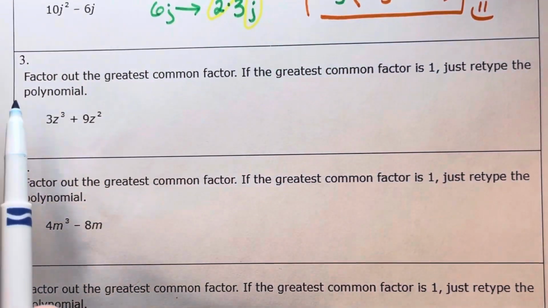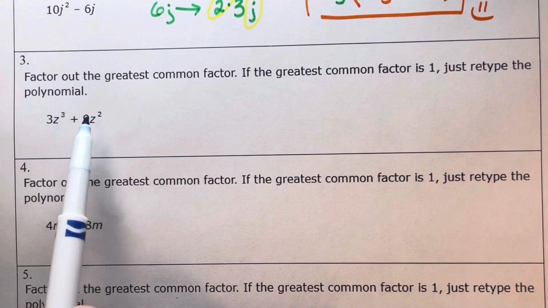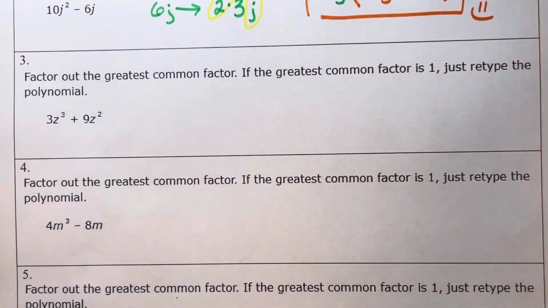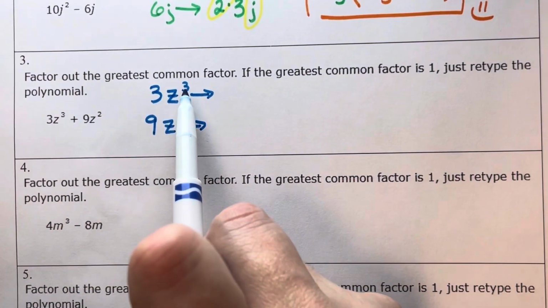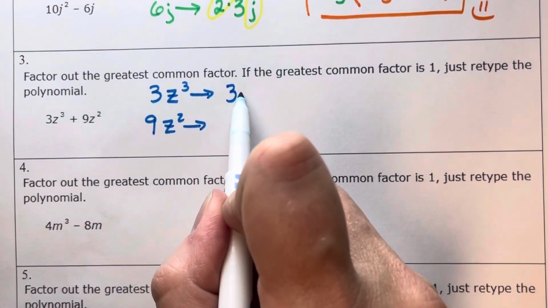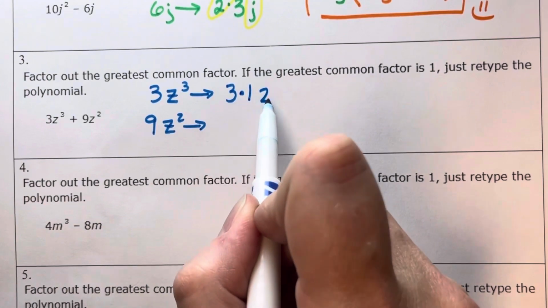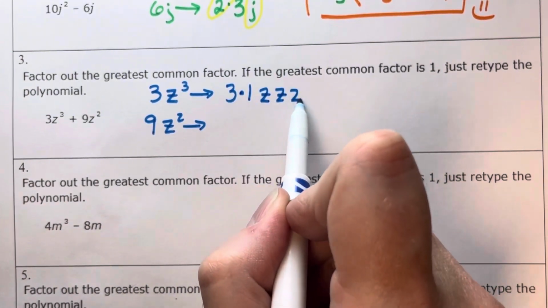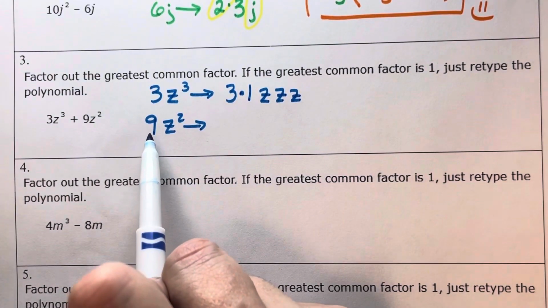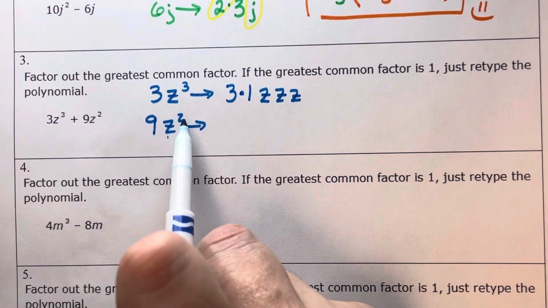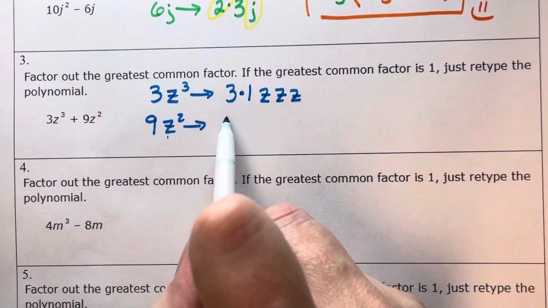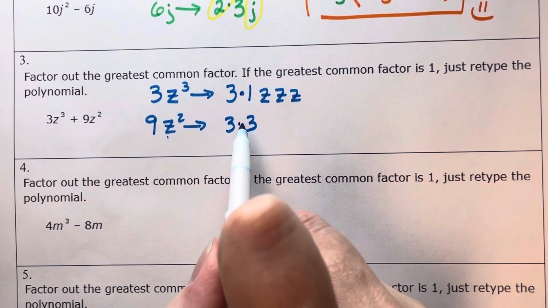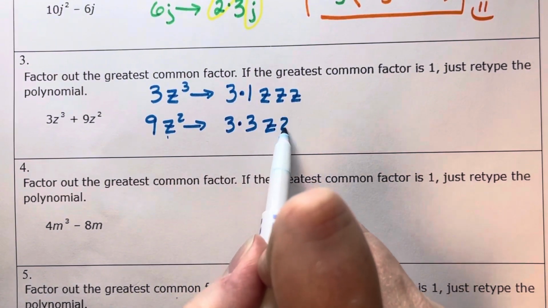In our third example, we're going to factor out our two terms, again using the greatest common factor. Our first term, 3z cubed, comes from 3 times 1 times z times z times z, while our second term of 9z squared, we have to break the 9 into its prime factors, comes from 3 times 3 and z times z.